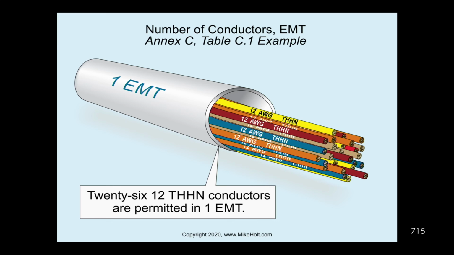How about THHNs? If I've got number 12s and I got a 1-inch. THHN number 12s, 1-inch, says I can do 26 of them. And so 26 conductors can be installed in trade size 1 EMT if they have THHN insulation on them.